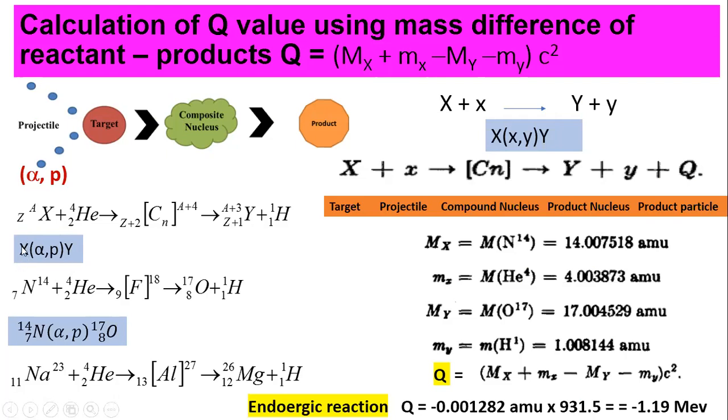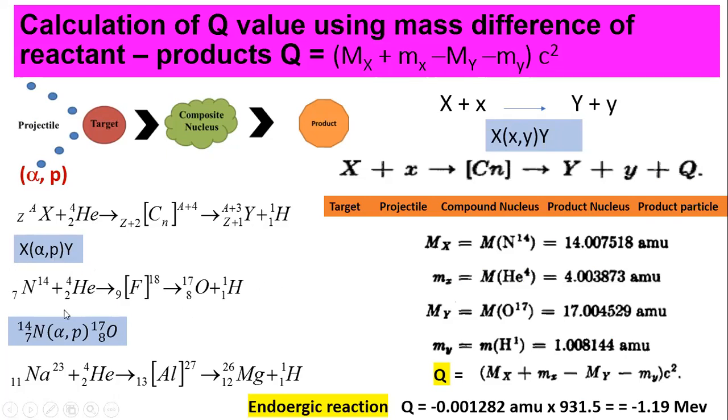It is shown with the heavier nuclide outside the bracket and the lighter ones within the bracket. In the lighter ones, the first one is the projectile, and the second one is the product particle. So these are the lighter ones.